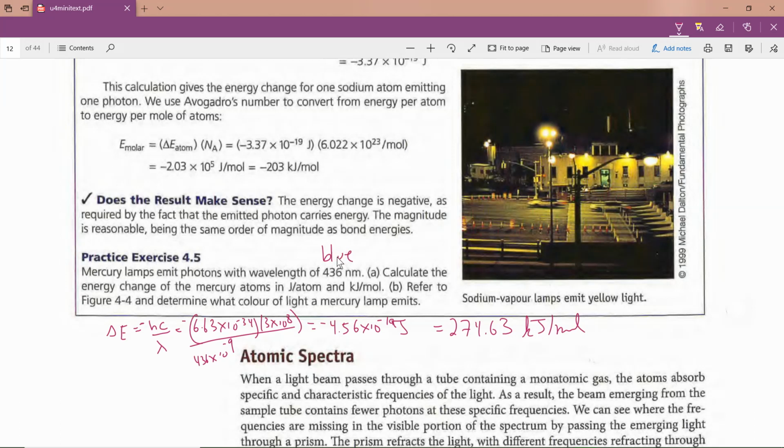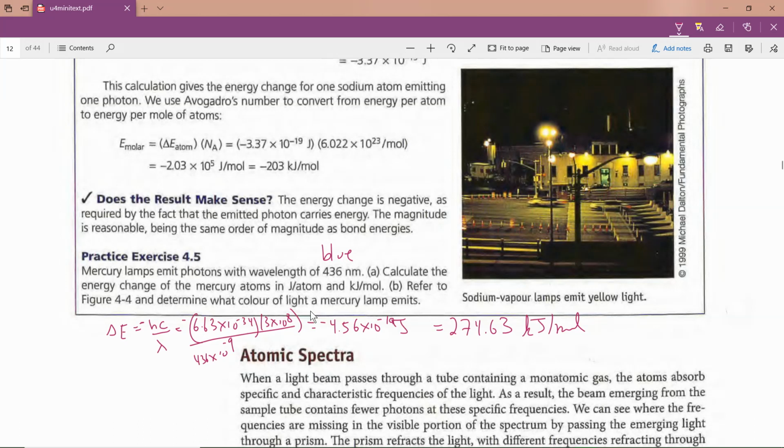So mercury lamps emit blue colors, sodium lamps emit yellow, and sometimes some street lights I'm sure have mixtures of different filaments in them, sodium, mercury, potassium, whatever. I don't know, potassium, really? Well, anyways, you can do some research on that if you want and find out what different colored streetlights there are.